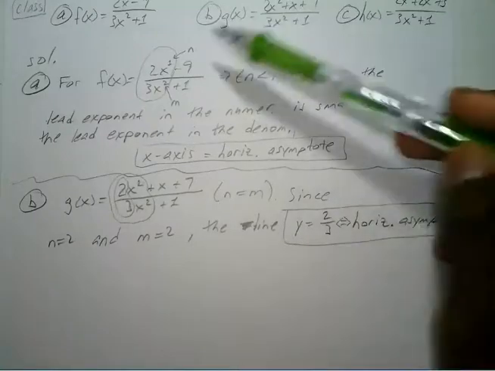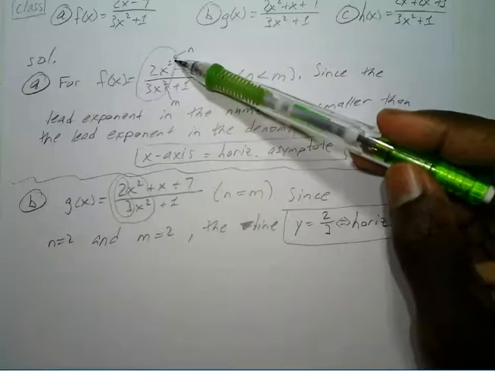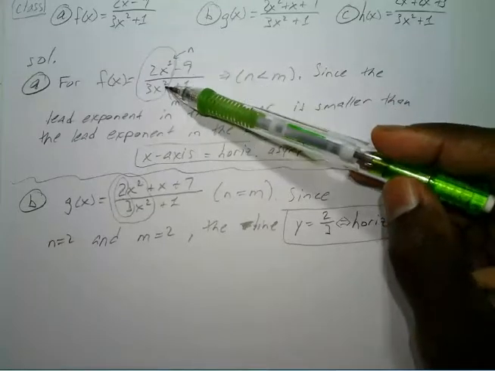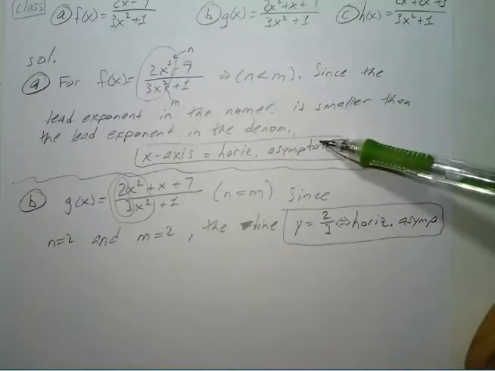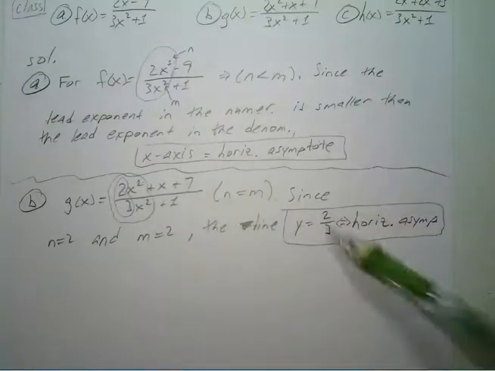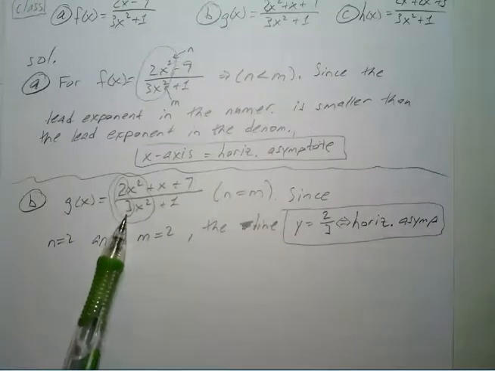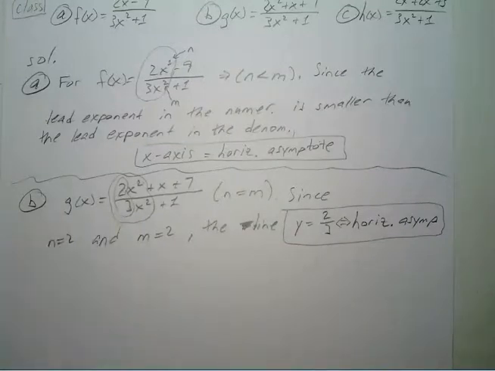Okay, so we see here when the top lead exponent is smaller than the bottom, your x-axis is your horizontal asymptote. You see here when they're equal, y equals your top coefficient over your bottom coefficient is your horizontal asymptote.